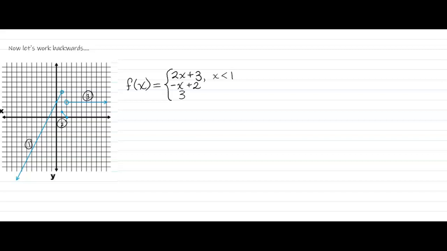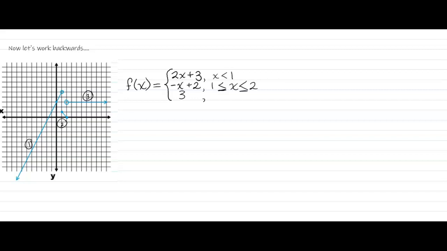Now this piece has 2 endpoints. It's between here and here. This is when x is 1. This is when x is 2. So it's between 1 and 2, but it includes these endpoints, so we put a line under them.